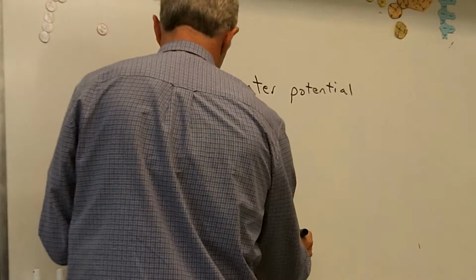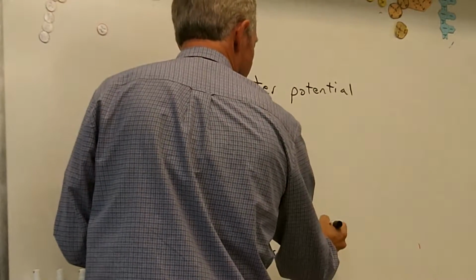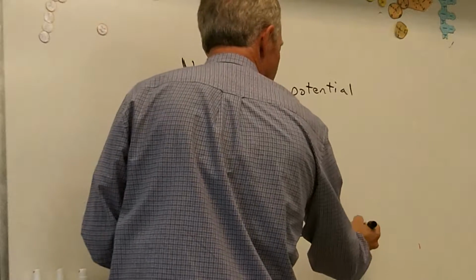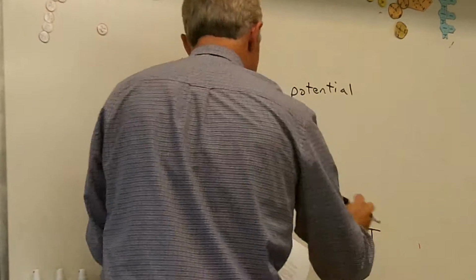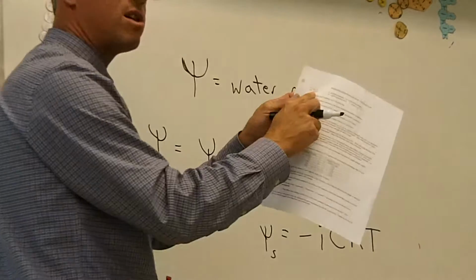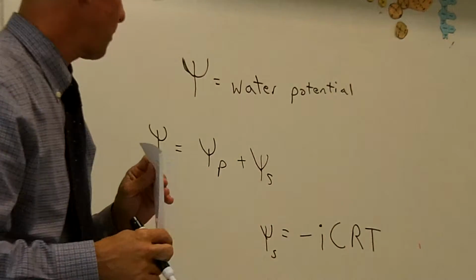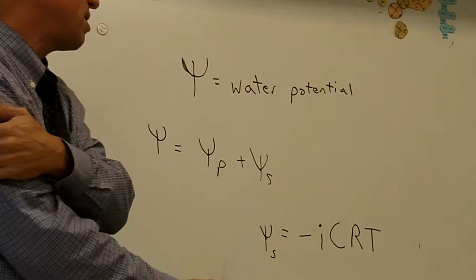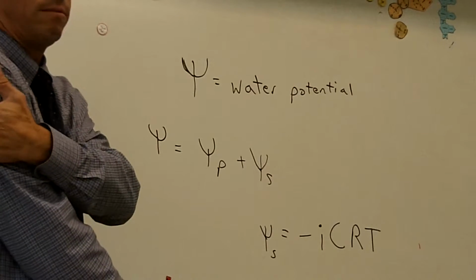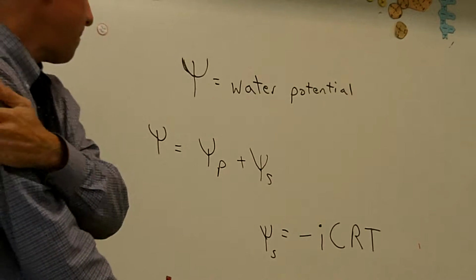Solute potential equals negative iCRT. They give you these equations. They're up there on the top left. We'll get it on the exam too. Yeah, they give it to you on the exam. They give you an equation sheet. Okay?